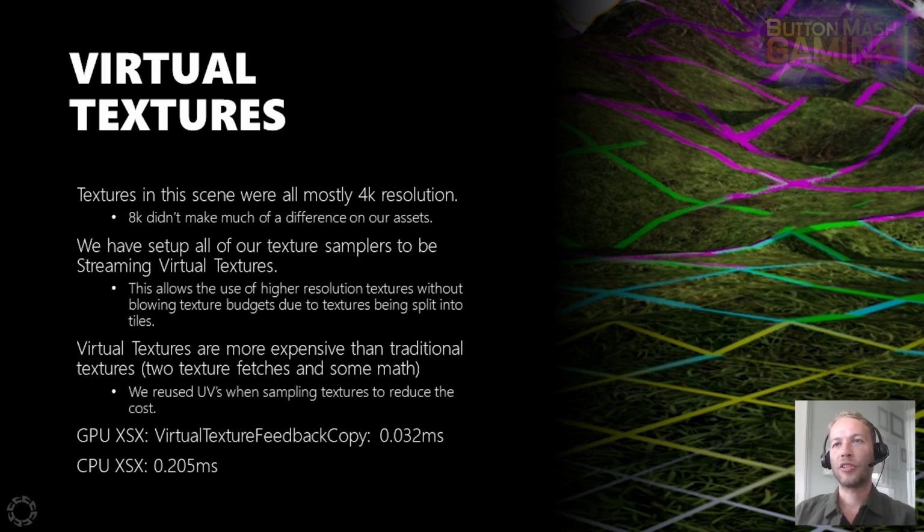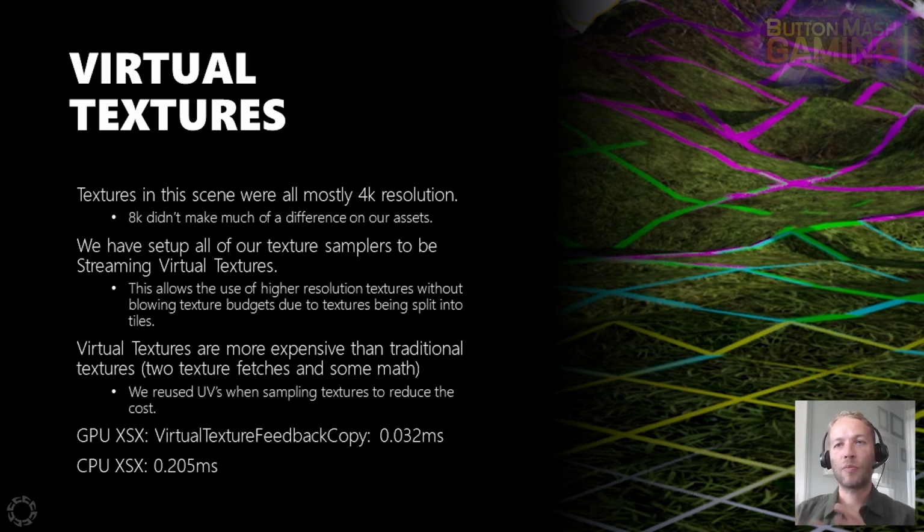This allows the use of high resolution textures without blowing texture budgets due to textures being split into tiles. So we can now incur higher resolution textures. Even 4K for us is pretty high. You know, Gears 5 would cap out at 2K for the majority of assets.